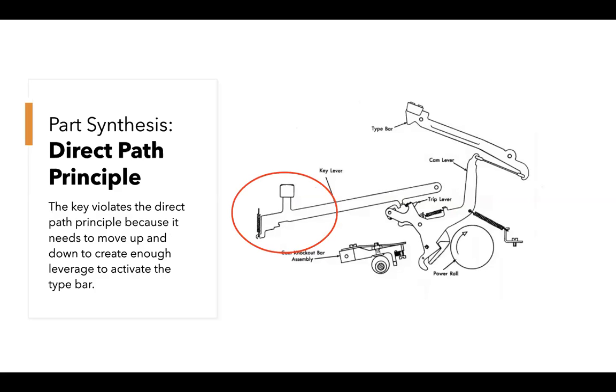So the reason it violates this is because it needs to have the up and down motion to allow the key to create the force and the leverage to work the rest of the machine.